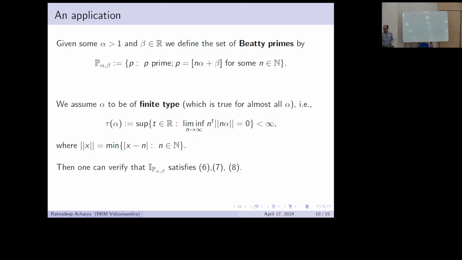Yes. So under this assumption, one can verify, it is easy but not immediate, that the indicator function I on those set of Betti primes satisfies all the requirements, all these conditions 6, 7, 8, and consequently we have G of P alpha beta is finite.